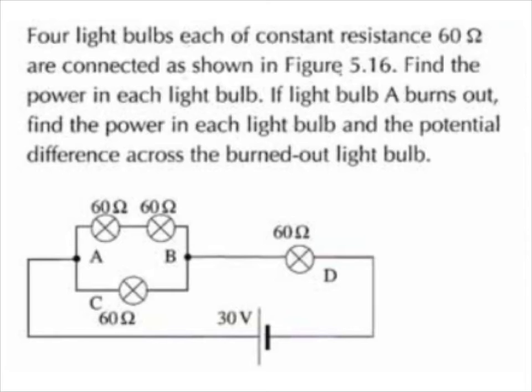All right. This is another interesting one with something that happens later on. So we've got 4 light bulbs. Each has 60 ohms of resistance. Find the power in each light bulb. So we'll do that first. Find the power in each light bulb.